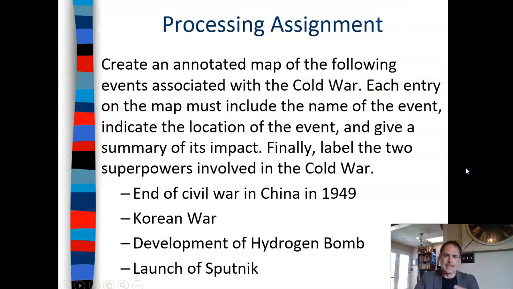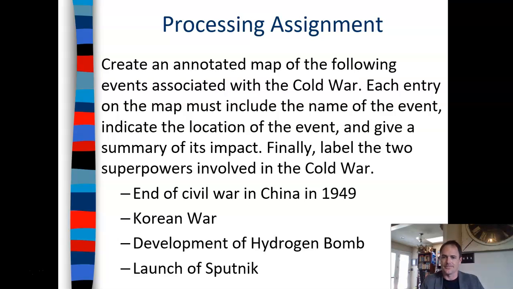Anywhere communism was a threat to spread, the U.S., through the CIA often, would intervene. All right. Here's our processing activity. Create an annotated map of the following events associated with the Cold War. Each entry on the map must include the name of the event, and I've given you four down below. Indicate the location of the event, and that could be, right, draw a line from your text box to the place. And then give a summary. That's the most important. I want to see a summary of its impact, one to three sentences of its effect.